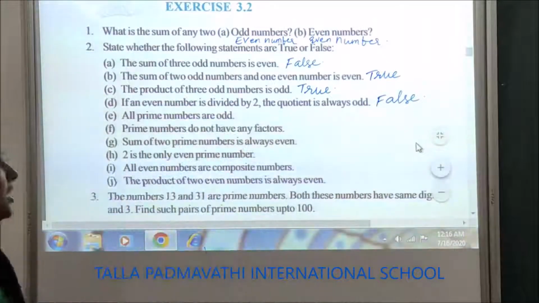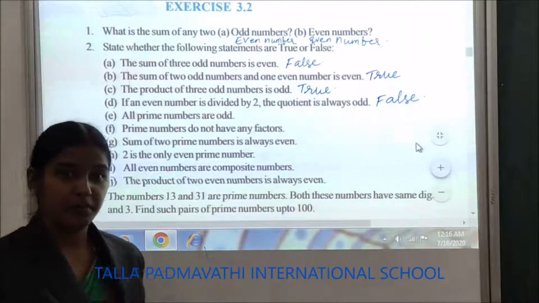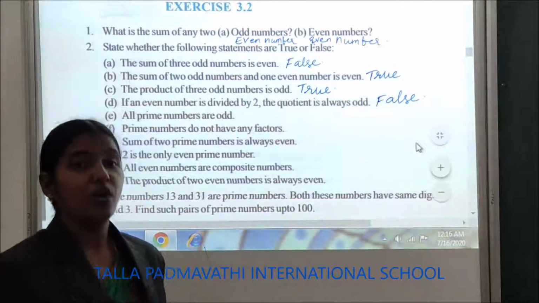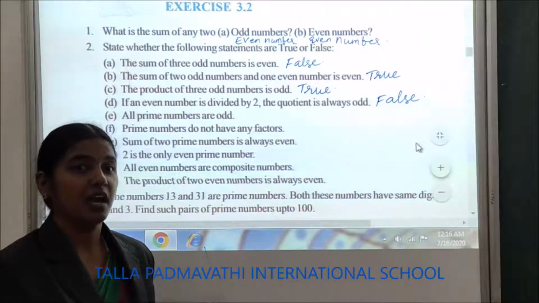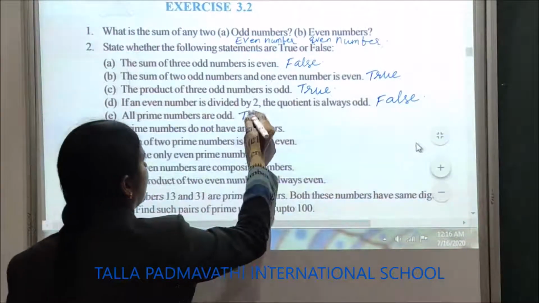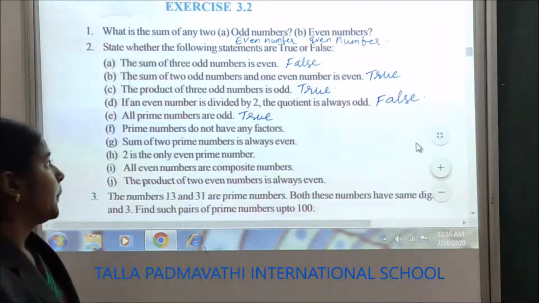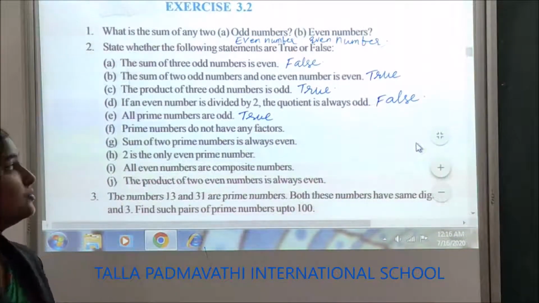Next. All prime numbers are odd. Are all prime numbers odd? Yes, all prime numbers are odd. All the prime numbers are odd. It is true. Next, prime numbers.